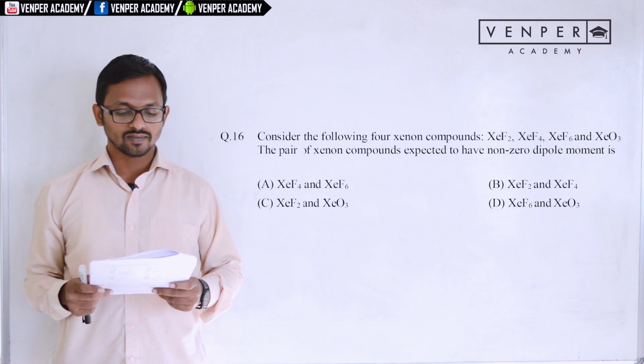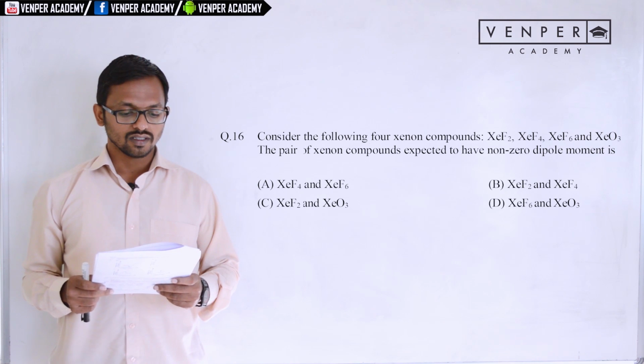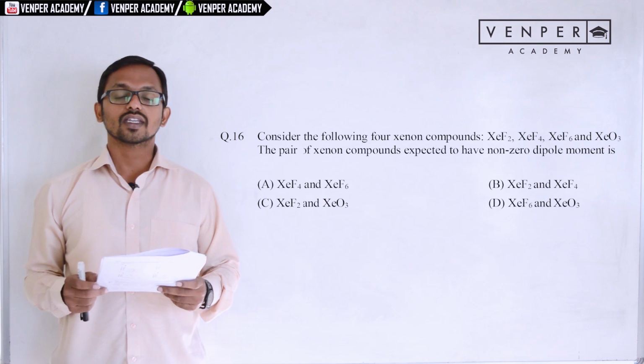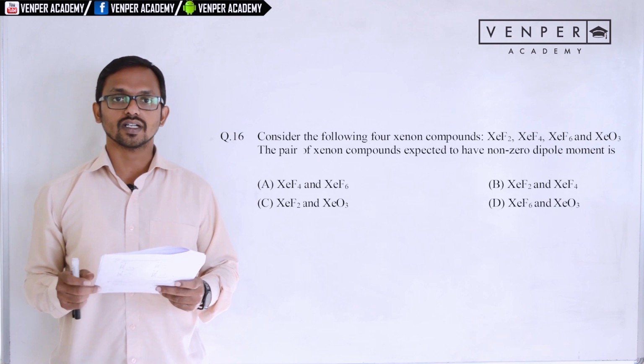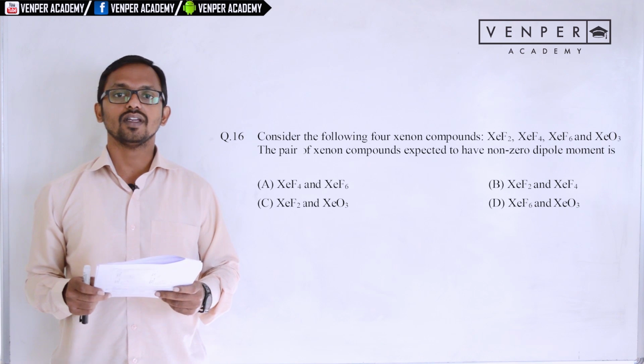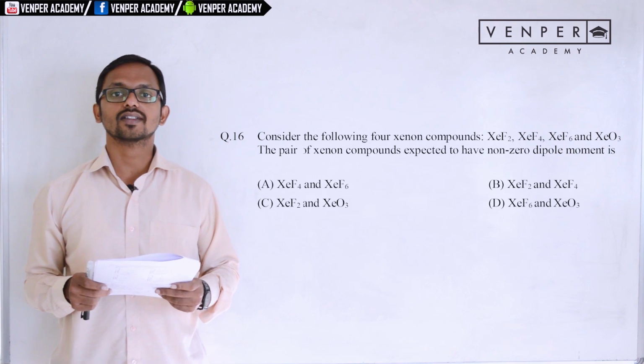Question number 16. Consider the following 4 xenon compounds: XeF2, XeF4, XeF6 and XeO3. The pair of xenon compounds expected to have non-zero dipole moment is. In the given 4 options, option 4 is correct because XeF6 and XeO3 have the non-zero dipole moment. So let's see how.